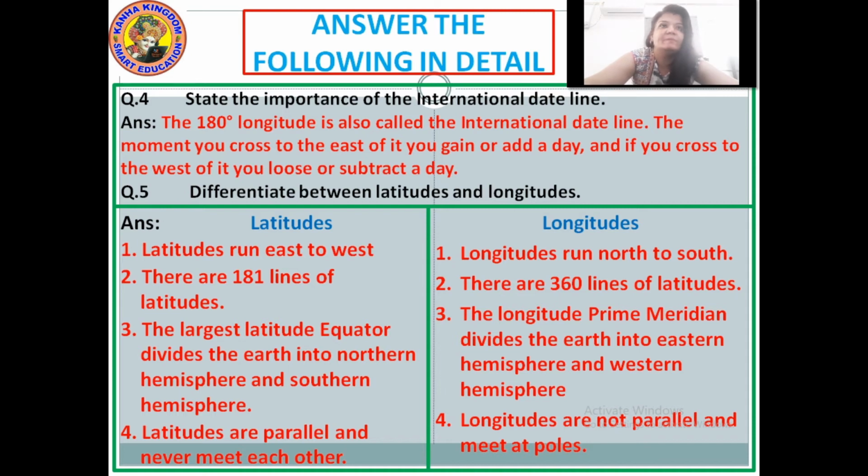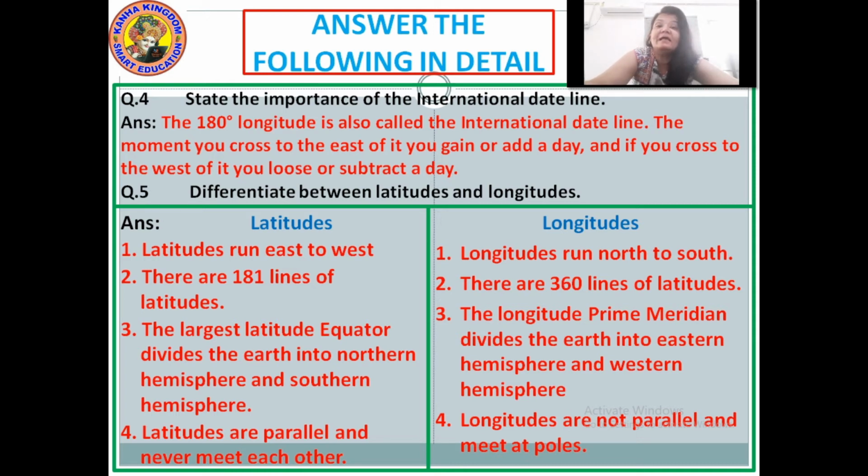Now for the longitude. The longitude prime meridian divides the earth into eastern hemisphere and western hemisphere. The longitude prime meridian divides the earth into eastern hemisphere and western hemisphere.